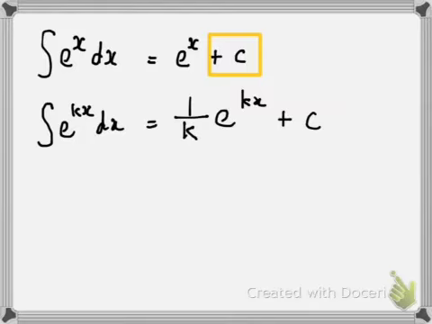The integral of e to the kx, and so you've now got a coefficient on the index there, is 1 over that coefficient, and then e to the same coefficient plus c. Let's practice that.